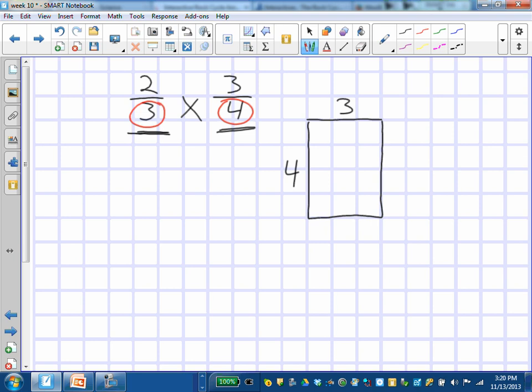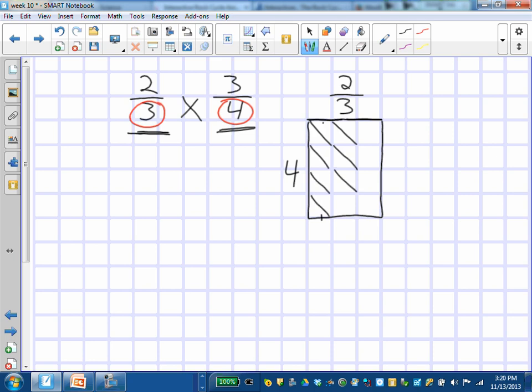But this is fractional parts, and so I'm not interested in the whole thing. What I'm interested in is 2 out of these 3 columns. I've got one column here, draw it real light, one column here and one column here, but I'm only interested in 2 of those. So let me erase this. Okay. And what I'm going to do is draw a diagonal line going through the squares of the 2 columns that I'm interested in. So I'm going to do it here and here, like this.